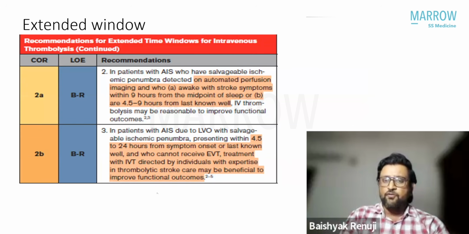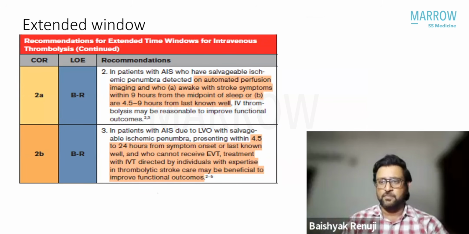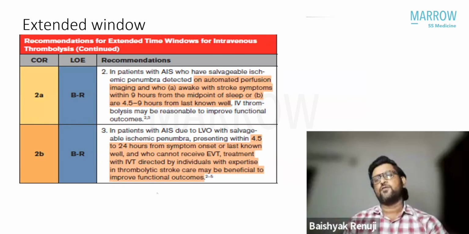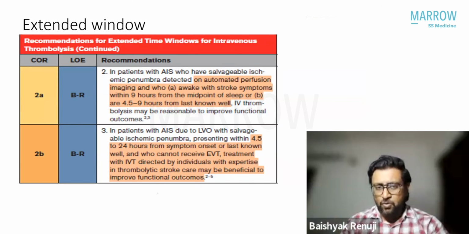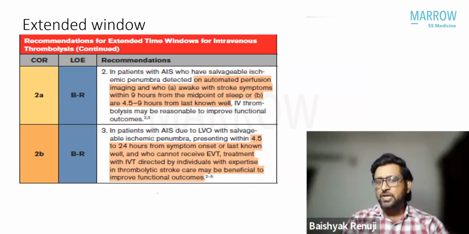And he woke up by 5 o'clock, and the patient is coming to you by 10 o'clock. So from wake up, it is more than 4.5 hours. Now you cannot go with MRI. Such patients previously we could not lyse. Now such patients can be lysed using automated perfusion imaging.